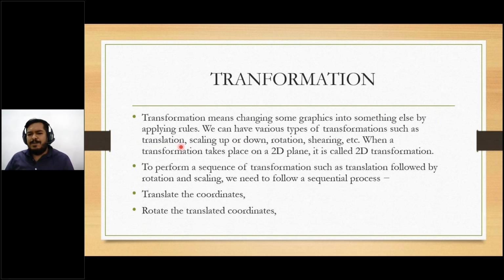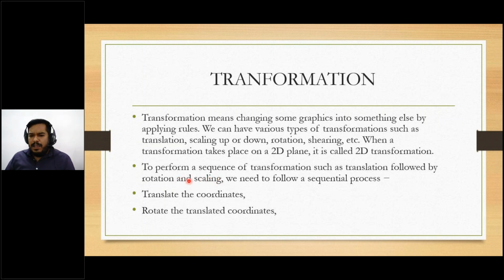When a transformation takes place on a 2D plane, we call it a 2D transformation. And when the transformation takes place on a 3D plane, we call it a 3D transformation. To perform a sequence of transformations, such as translation followed by rotation and scaling, first of all, we perform translation, and after that it will be followed by rotation and scaling.